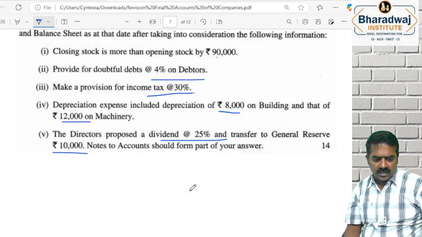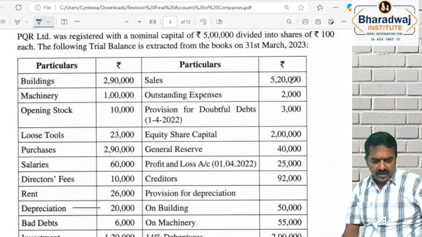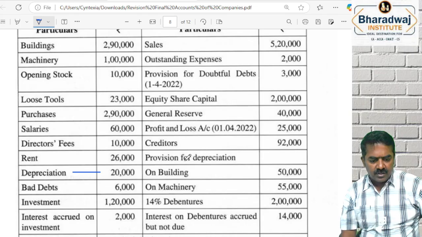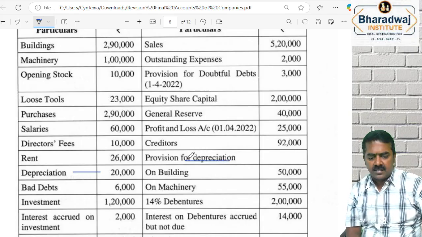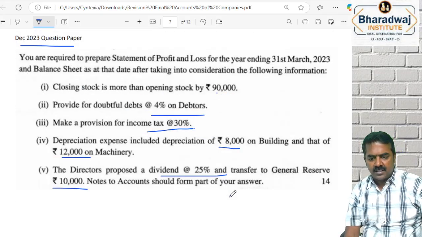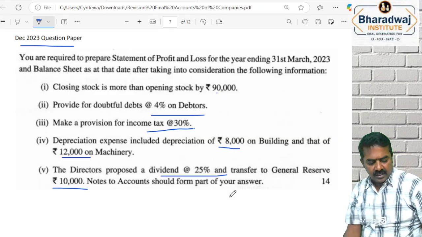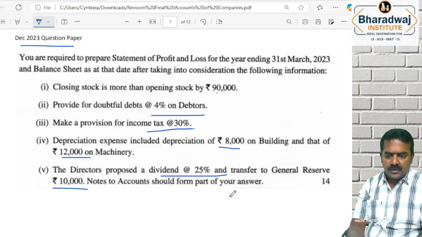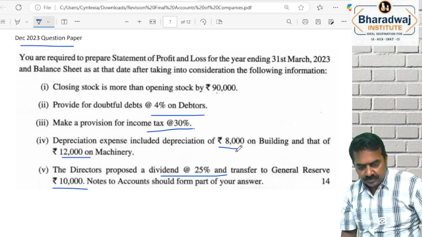You can even look at the trial balance also. Sales, and this outstanding expenses will go to the balance sheet. It will be the same. Only numbers are different. This provision for depreciation will directly adjust in the balance sheet. Same. Interest accrued, etc. Try it at home. Must try this at home.